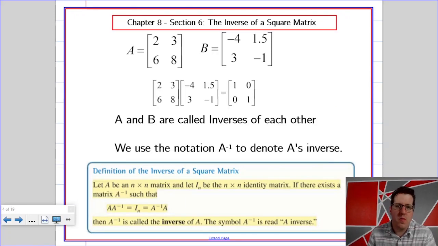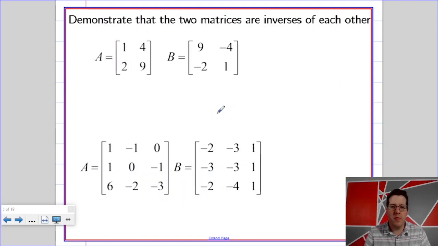When two matrices multiply together to make the identity, they are called each other's inverses. We often use this notation, A raised to the negative first power, which we're borrowing from multiplication, to represent the inverse matrix. So to demonstrate that two matrices are inverses of each other, we simply multiply them together. And if we arrive at the identity, we know that they are inverses.